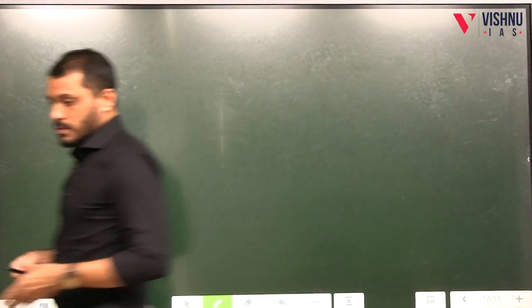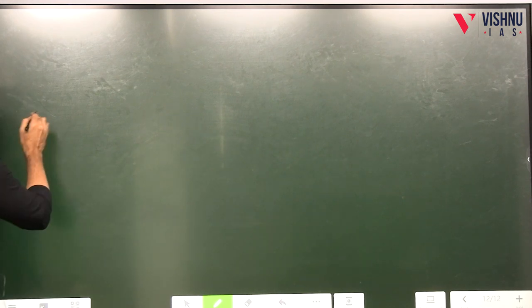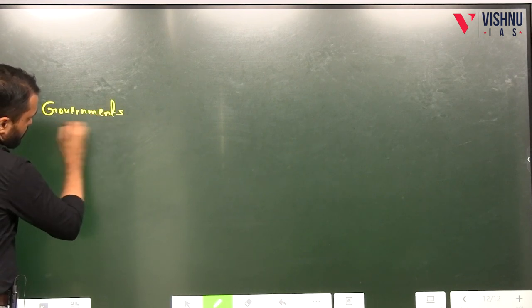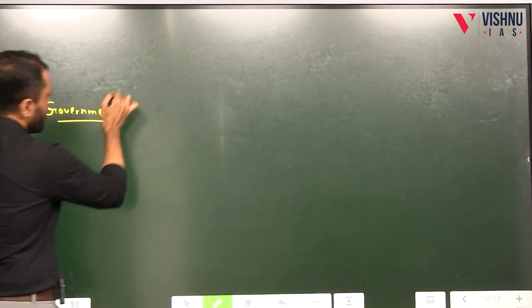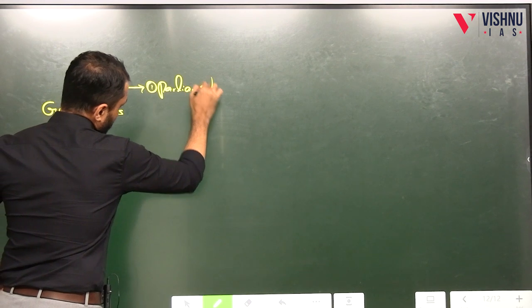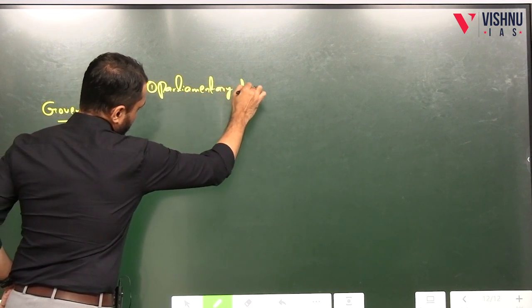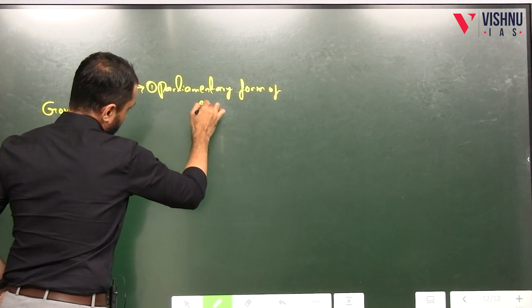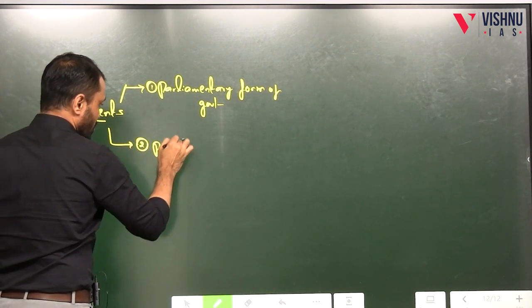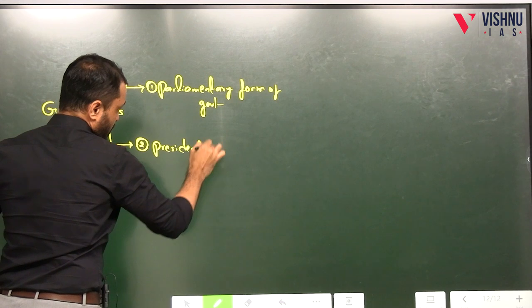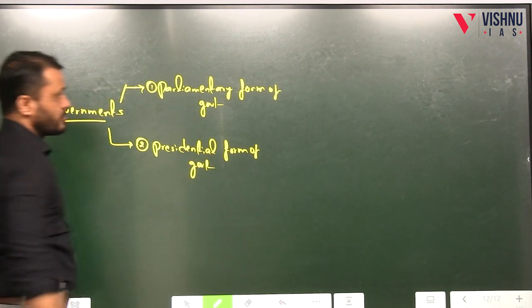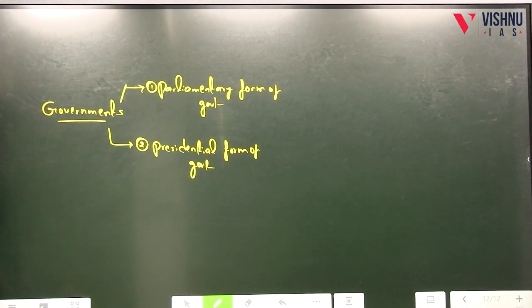Like I said earlier, governments are of two types. Parliamentary form of government, and the second one is the presidential form of government.